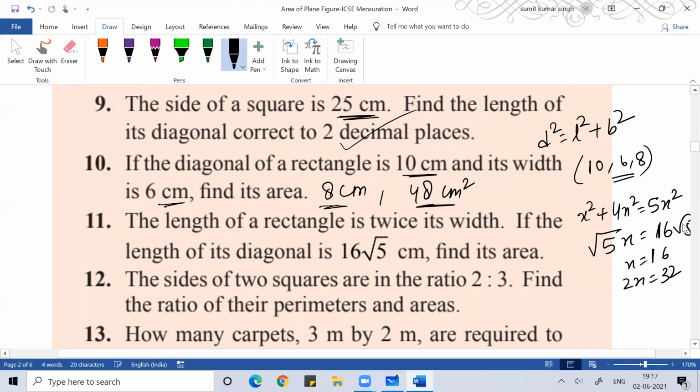So 2x will be 32. Area is length into breadth. 16 multiply into 32, 512. How much you will get? 512. 512 centimeters square. Yes.